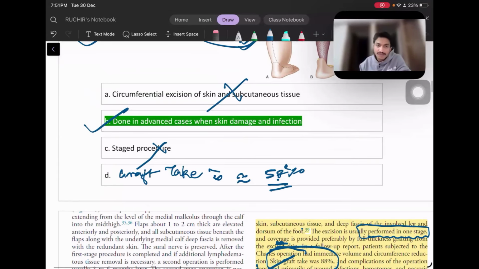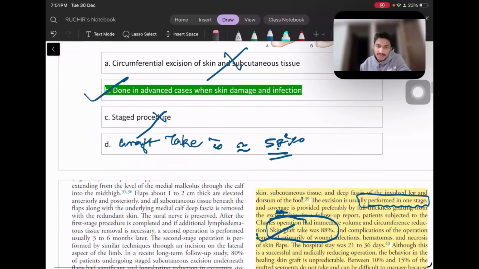So there is no doubt about this. Then the answer is B in this question.